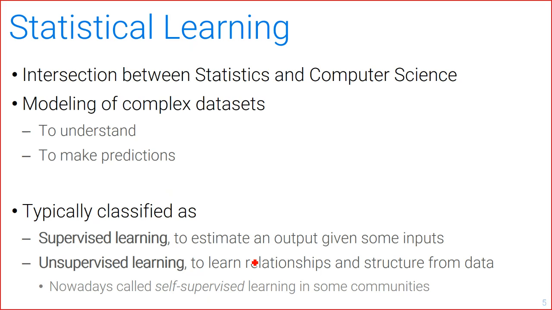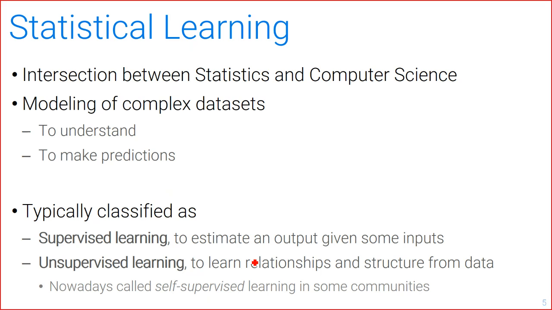So we typically classify statistical learning into different branches. One of them is supervised learning. And the point here is that we want to estimate the output given some inputs. So all the time we're going to have some kind of variables that we can refer to as the independent variables. And then we want to use them to make a model of the dependent variable. So how do the independent variables affect the dependent variable?